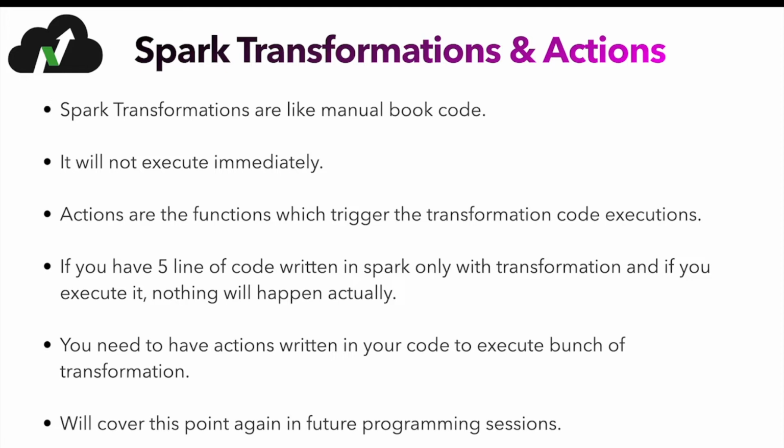Let's say you have 5 lines of code written in Spark only with the transformation, and if you execute it, nothing will happen and you won't be able to see anything. You need to have an action written in your code to execute a bunch of transformations. We'll cover this point again in the future programming sections.